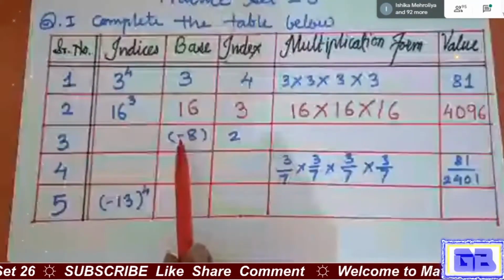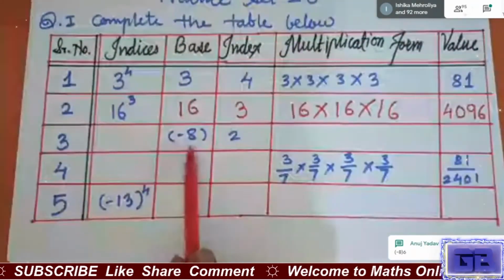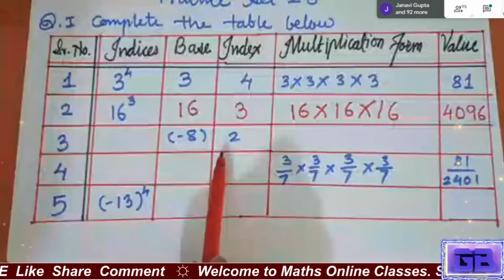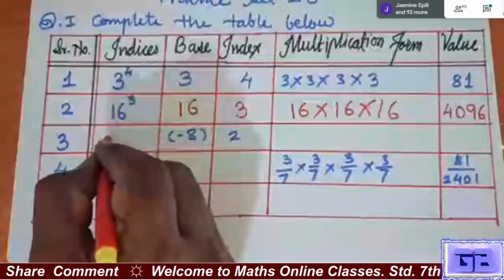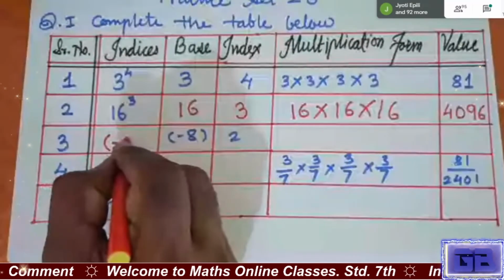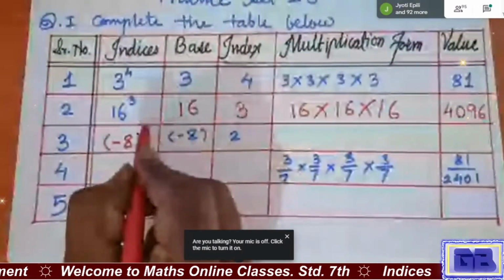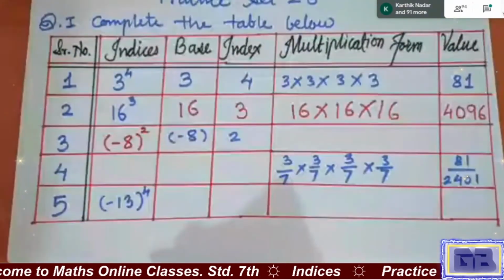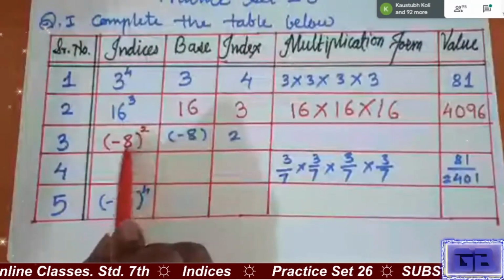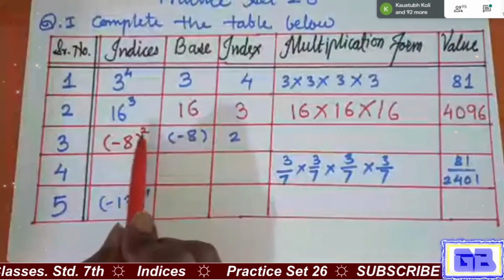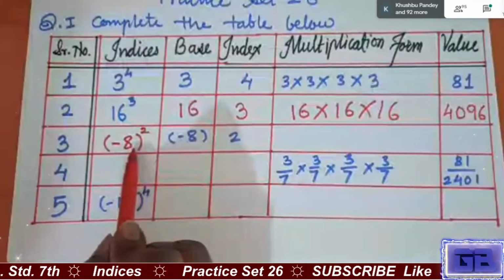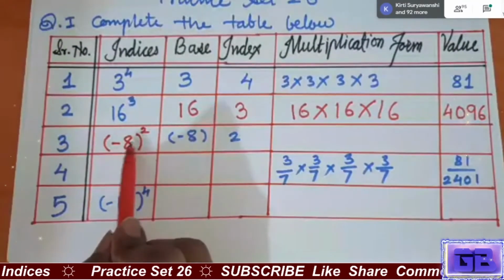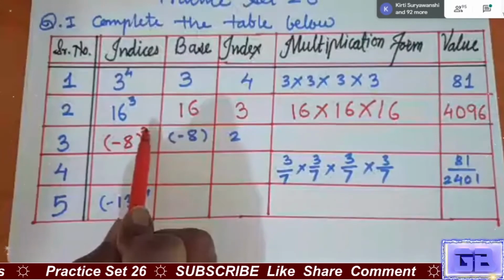And now see, for this third sum, base is given and index is given. Yes, Aditya Kumar, your answer is correct. Here in indices or index form, -8 will come down, and at the top place small 2 you have to write here. Here small 2 and here -8. So second power of -8 or -8 raised to the power 2 or -8 raised to 2. In this way we can read it.